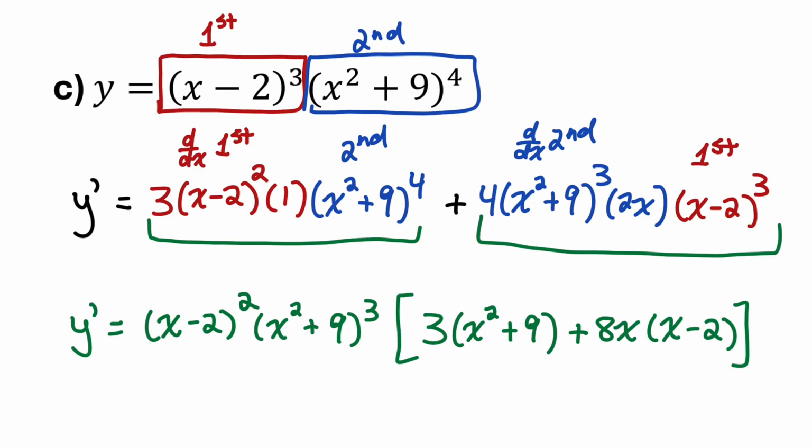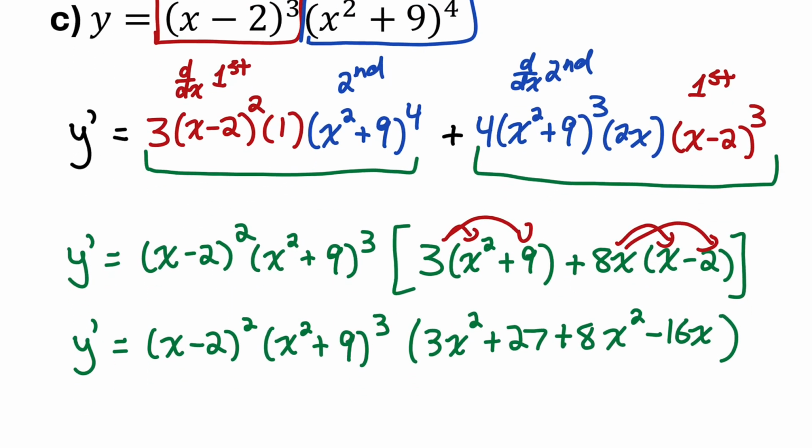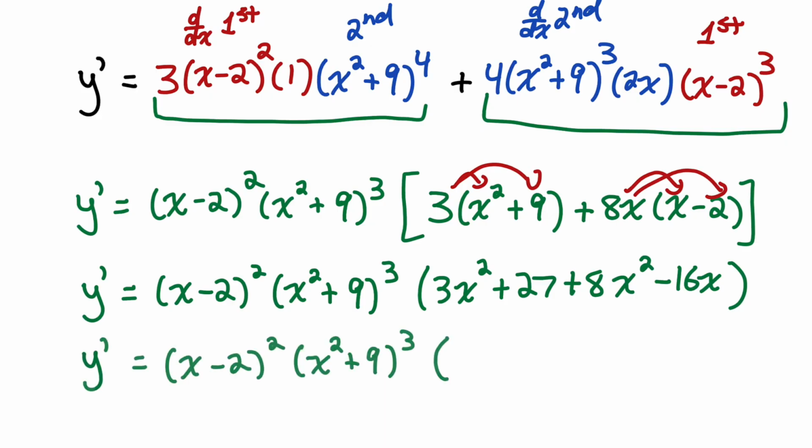Now this is factored form, right? It's a product of 3 factors, but I need to simplify inside of this factor. So I'll distribute the 3 and distribute the 8x. And then collecting like terms in that last factor, I've got 11x squared minus 16x plus 27. And there's the fully simplified derivative. This quadratic factor here does not factor further.